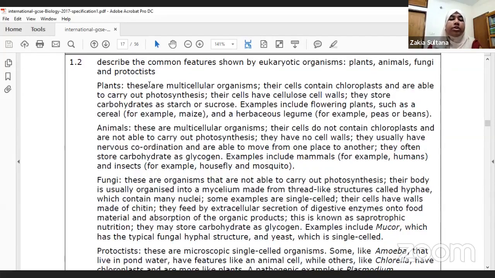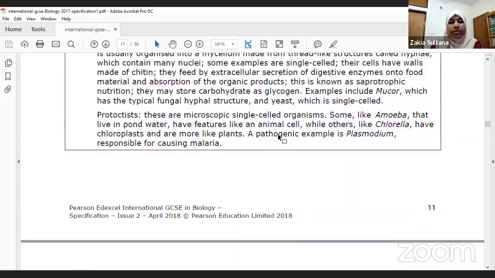So you don't need to struggle and look through the book and notes and everywhere, like how much I should learn about plants, how much I should learn about animals. You can just go through the specification and you know how much you need to learn or what you can omit. So here you would see that plants are multicellular, they have chloroplasts and all those, so you know what you need to study.